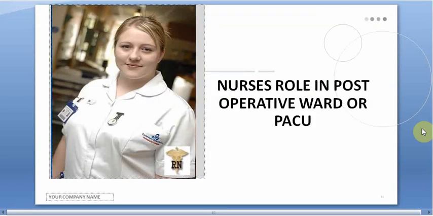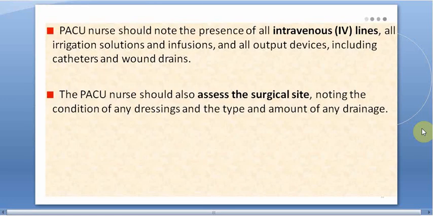Next is the nurse's role. What is the role of the nurse in the post-operative ward? Okay, what is the role of the nurse in PSCU? There are so many roles of a nurse, isn't it? She has to provide intensive care to the patient. Comprehensive care has to be provided to the patient. She has to monitor IV lines. She has to give irrigations. She has to see the infusions, the catheters, wound drains.